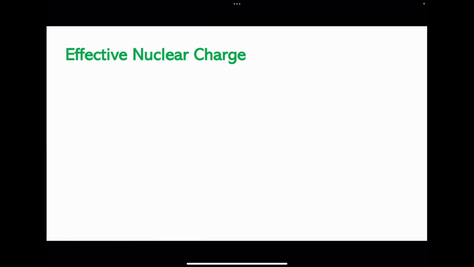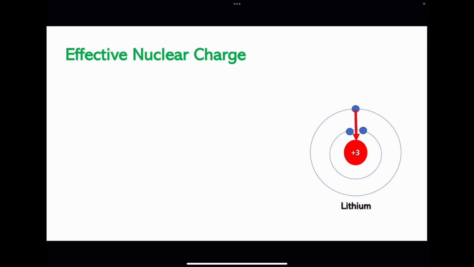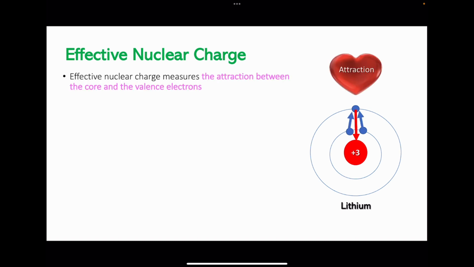Effective nuclear charge. Now, opposites attract. Therefore, the atom is held together by the attraction between the nucleus and electrons surrounding the core. The outer shell electrons, however, don't experience full attraction from the nucleus because of the repulsion from the inner shell electrons. As a result, the effective nuclear charge measures the attraction between the core and the valence electrons.